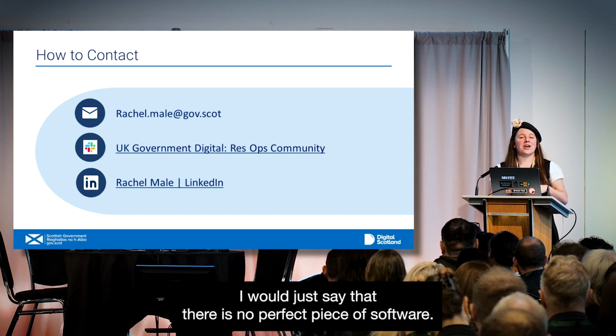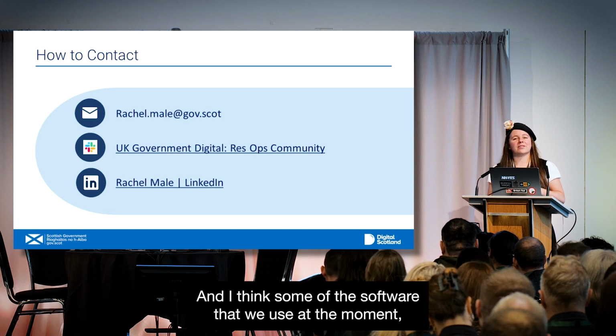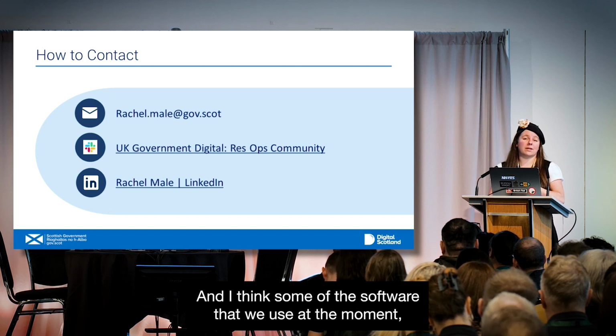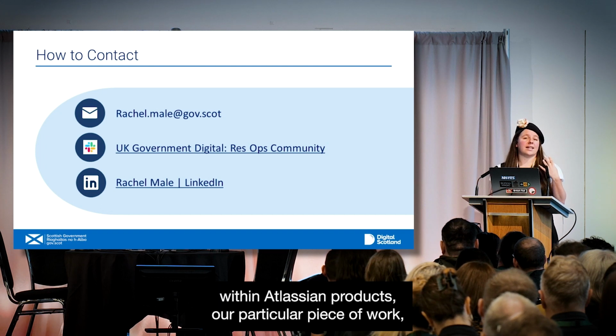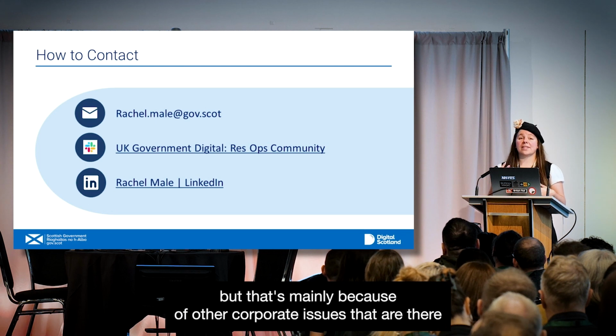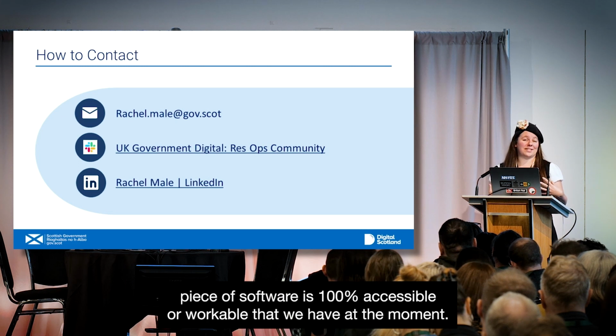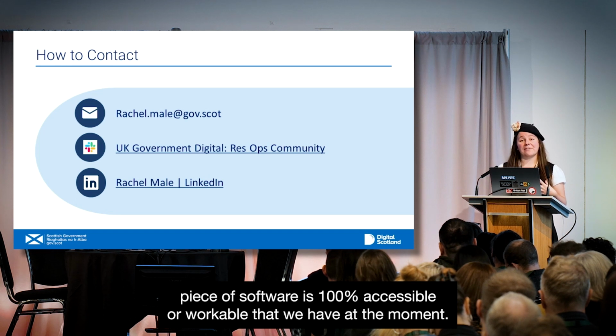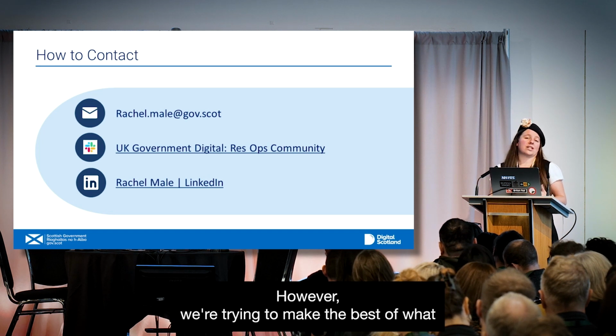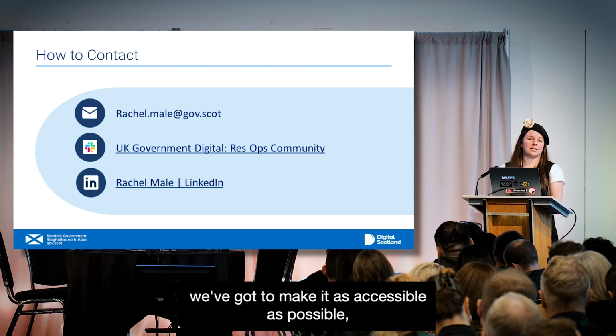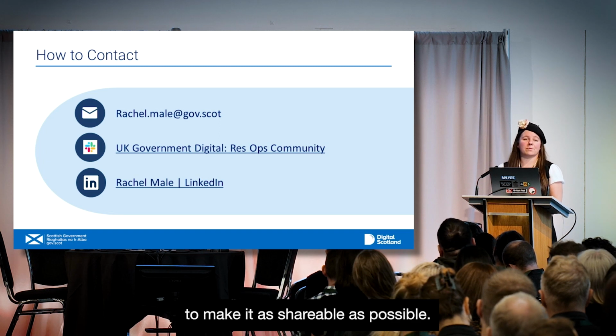I would say that there is no perfect piece of software, and some of the software that we use at the moment, there's a lot of grounding within Atlassian products, but that's mainly because of other corporate issues, and it's making the best of what we have. I would say no piece of software we have at the moment is 100% accessible or workable. However, we're trying to make the best of what we've got to make it as accessible as possible, and as shareable as possible.